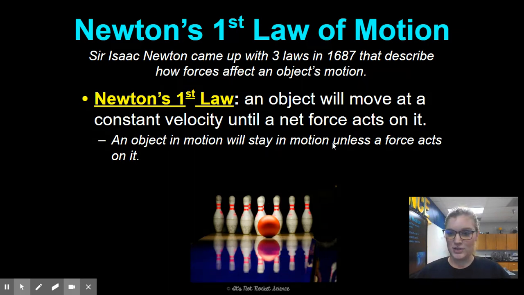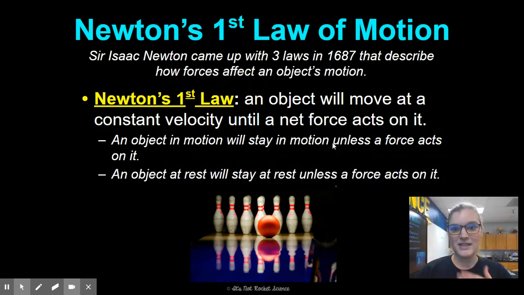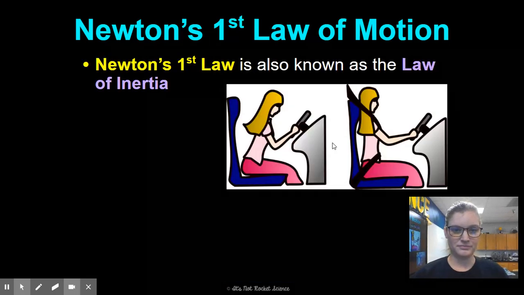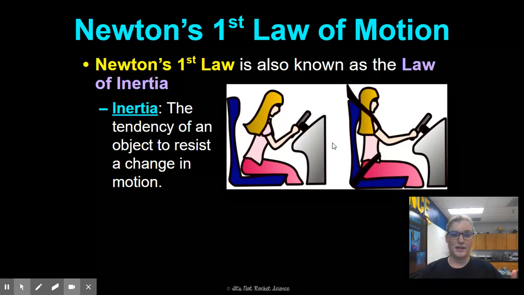So an object at rest will stay at rest, an object in motion will stay in motion, unless we do something to change that. So we also call this the law of inertia. And you can think about inertia as when you don't want to change what you're doing. So it's how we don't want to change our motion.